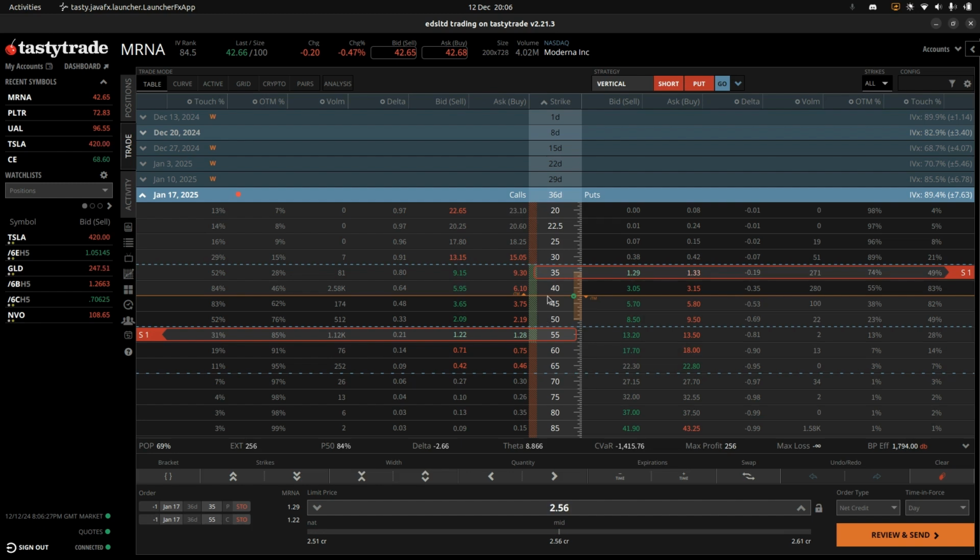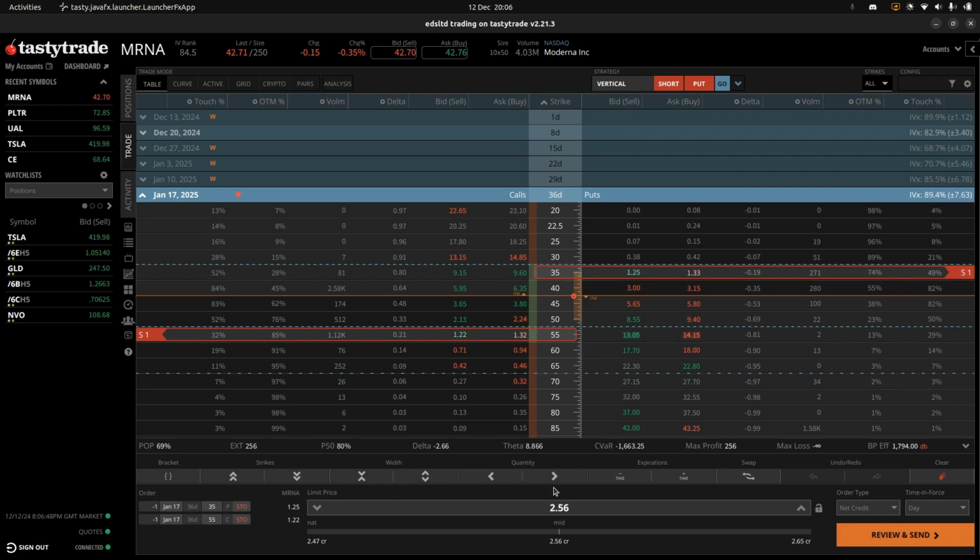And this is basically it. This is the position. We've got between a 70 and 80-85% chance of success. As long as price stays within this range here, between 35 and 55, at expiration we get to keep 100% of the premium that we collect up front, which is $256.